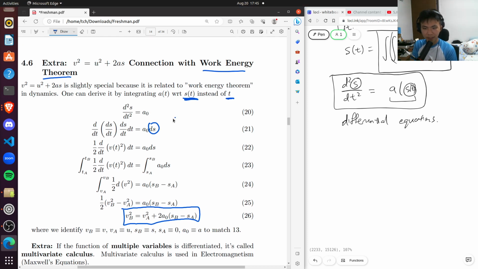And integrating with respect to s is the same kind of procedure we do when we derive the work energy theorem. So in some sense, this is just the kinematics version when we integrate with respect to ds, and the work energy theorem is the dynamics version when we integrate with respect to ds. But at the core, both are exactly the same math, the same set of steps. It's just that the physics interpretation differs: one is in terms of kinematics and one is in terms of dynamics.